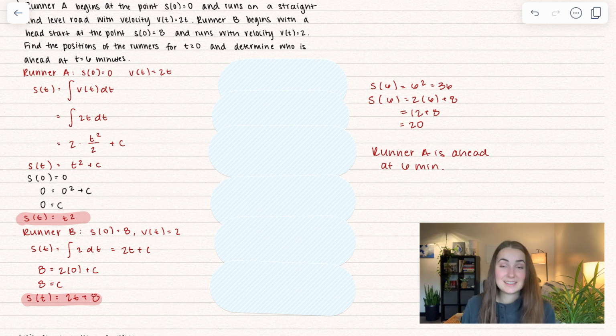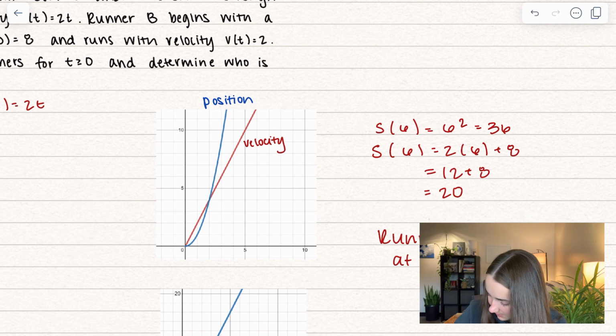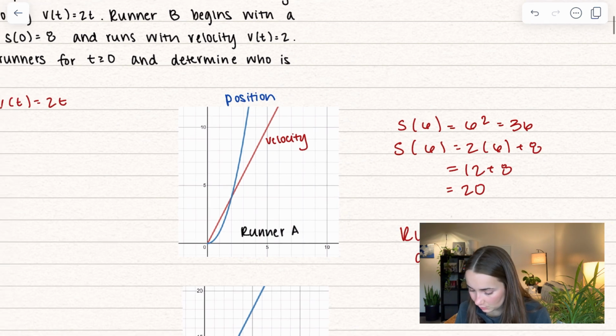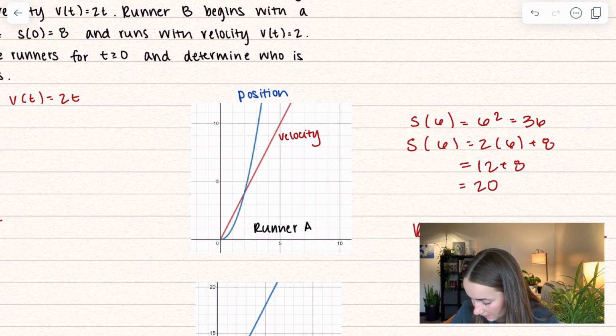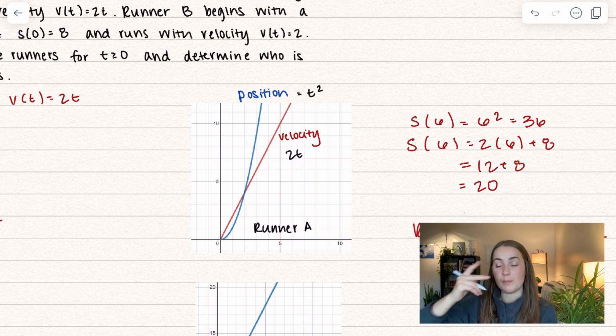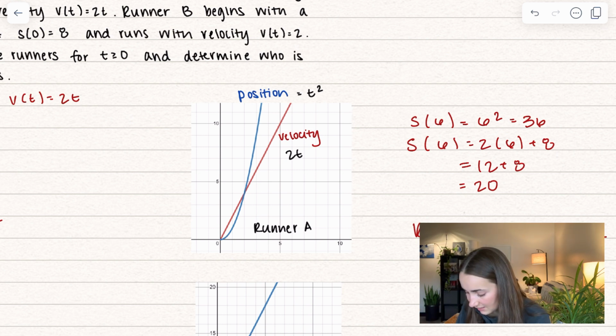Okay, so let's take a look at the graphs in order to see how this is happening. Here we have runner A, and we can see their velocity function, which was equal to 2t, right? And here we have that in red, and then we have their position function, which is equal to t squared. So the velocity still represents the rate of change. We just were able to work backwards. So that checks out for us.